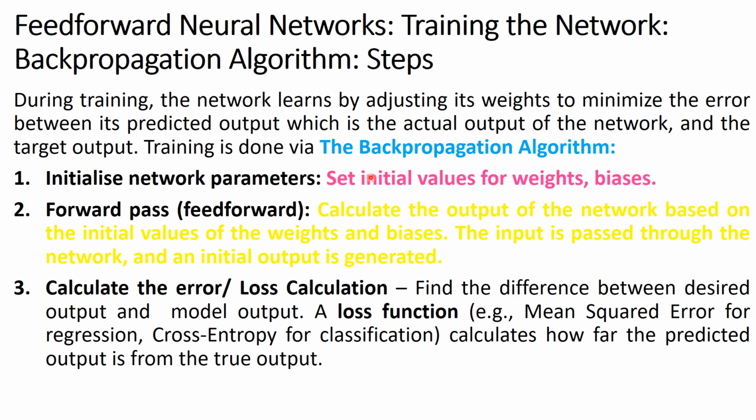Set initial values for weights and biases. 2. Forward pass or feed forward. Calculate the output of the network based on the initial values of the weights and biases. تحسب الاوتبوت من الشبكة باعتبار الأوزان والتحيز التم وضعها في الخطوة السابقة مبدئيا. The input is passed through the network and an initial output is generated. إشارة الدخل بيتم تمريرها عبر الشبكة وحسب الأوزان والتحيز التم وضعهم واختيارهم بصورة ابتدائية بيتم حساب الخرج.